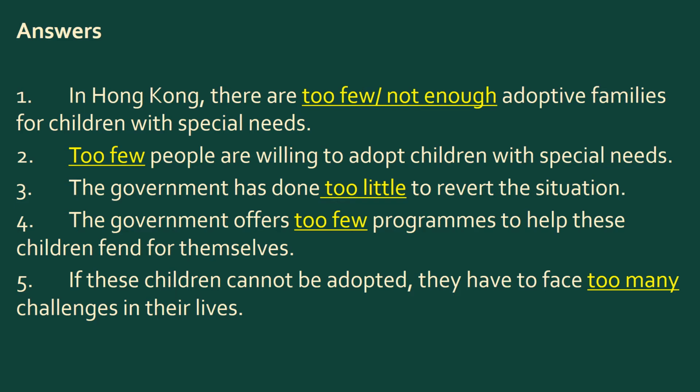Number 4. The government offers too few programs to help these children fend for themselves. Number 5. If these children cannot be adopted, they have to face too many challenges in their lives.